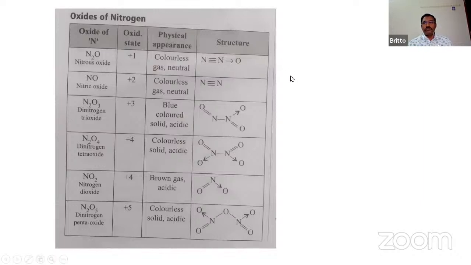Now, as I told you, oxides of nitrogen. Nitrous oxide N2O is +1, NO is +2, N2O3 is +3, and then N2O4 is +4, NO2 is +4, and then N2O5 is +5. Don't put NO2 as 2, that's why I told you. So NO2 and N2O4 both of them are +4 and N2O5 is +5.